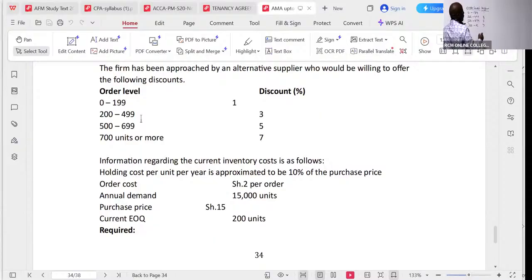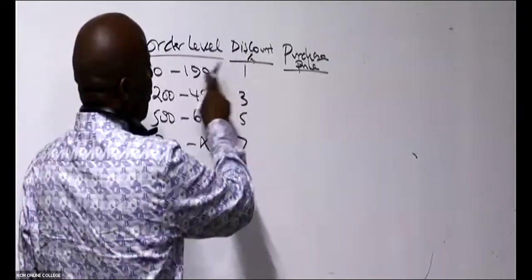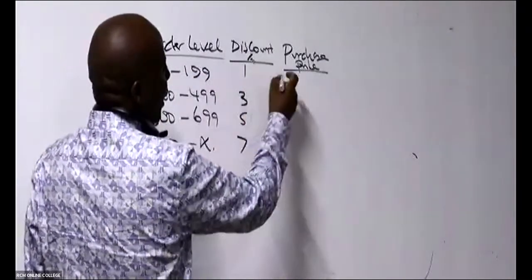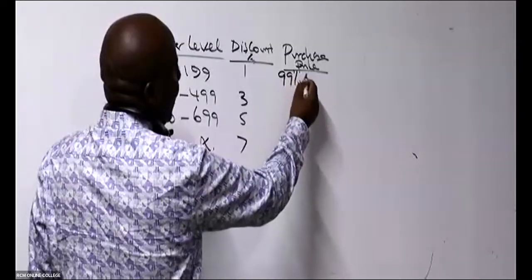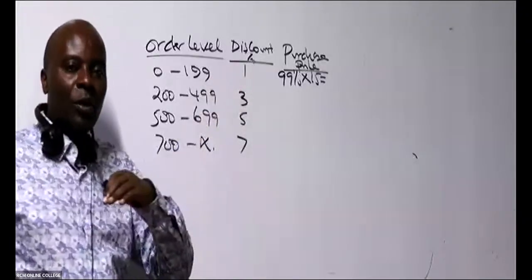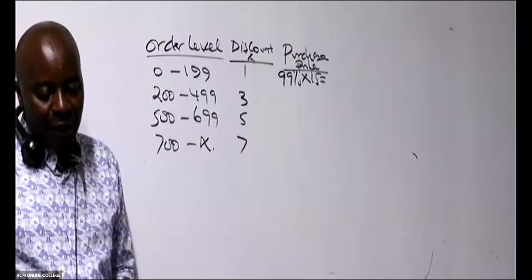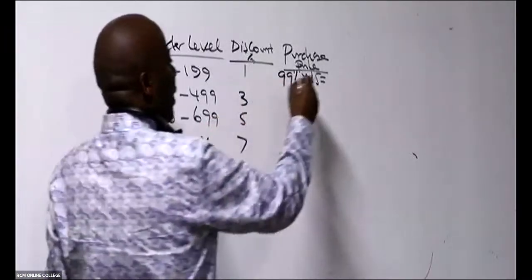Now for each of these, give me the purchase price. The normal purchase price has been provided, my students. The normal purchase price here is 15. What would that mean? If I'm given 1% discount for procuring units in this band, I will buy those units at 99% of 15, because the discount is taken away. So the applicable purchase price there is 14.85.